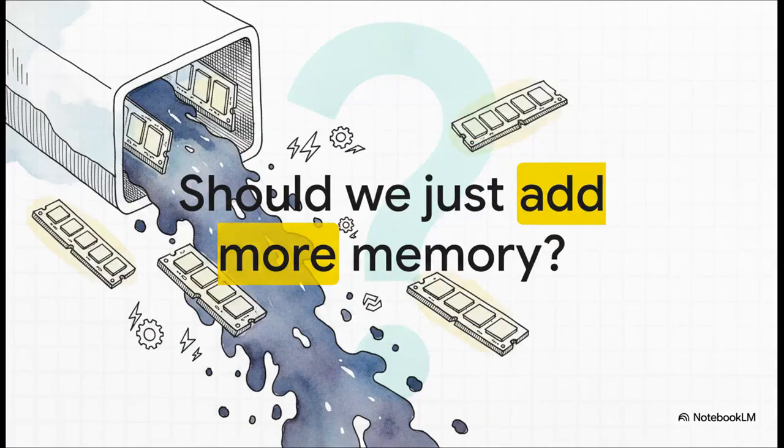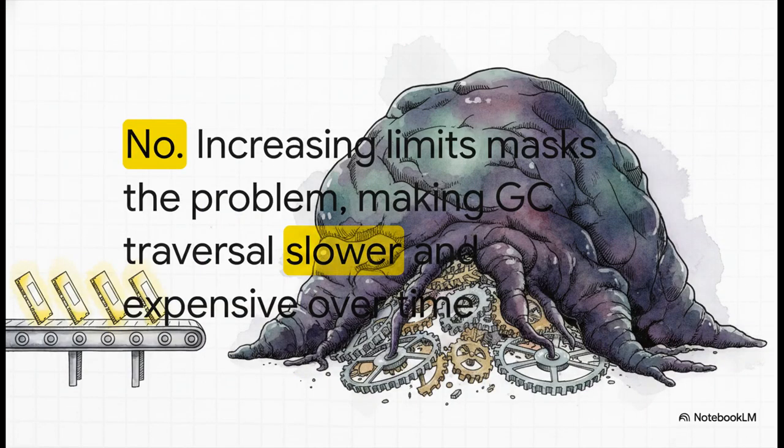So, when faced with this creeping, annoying instability, what's the knee-jerk reaction? When the pager goes off, ops teams usually ask the most common, seemingly logical question. Hey, should we just throw more RAM at the container? And the definitive answer to that is a massive, resounding no. Absolutely not. Adding memory is literally just feeding the beast.